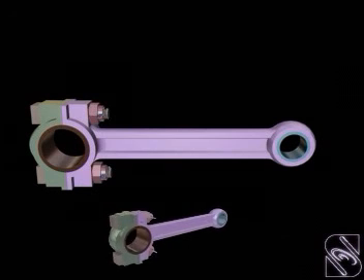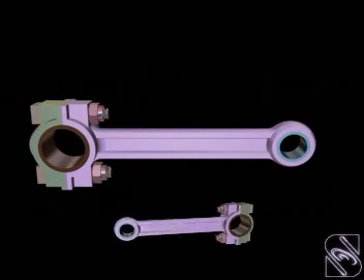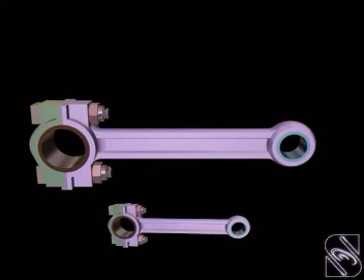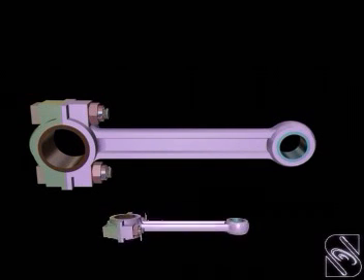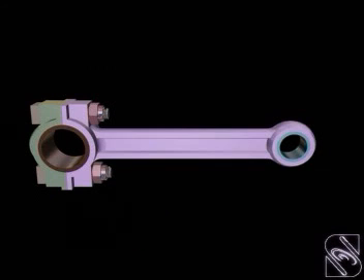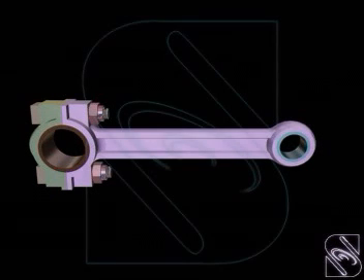Connecting rod for diesel engine. The connecting rod is the part used in an internal combustion engine. It is used to convert the linear motion of the piston into rotary movement of the crankshaft.